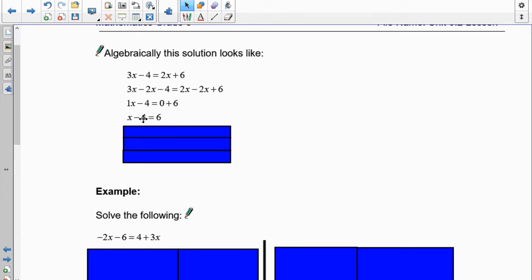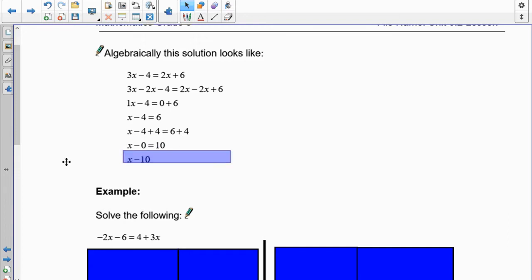Now to get rid of the 4, I've got to add a positive 4 to it. Whatever I do to one side, I have to do to the other. So now I've got x minus 4 plus 4, and I've got 6 plus 4. Now, negative 4 and positive 4 give you 0, and 6 and 4 is 10, which means I now have x equals 10. So this is algebraically, and the other method was using the tiles and stuff.